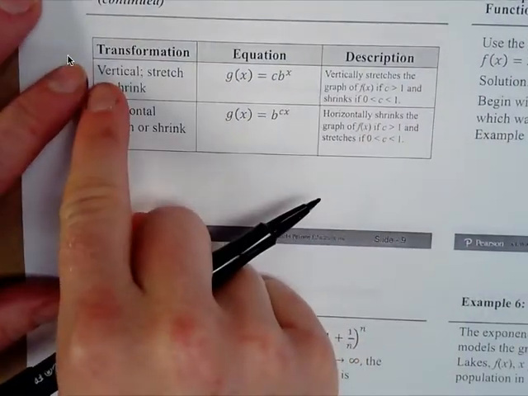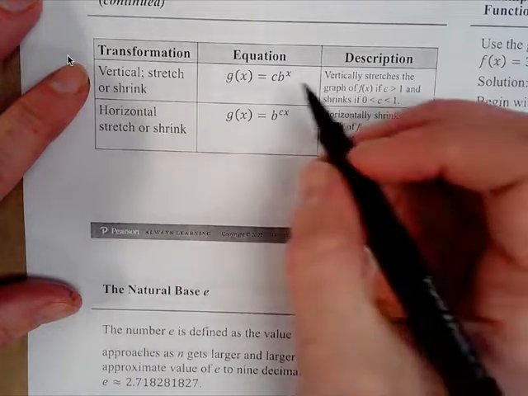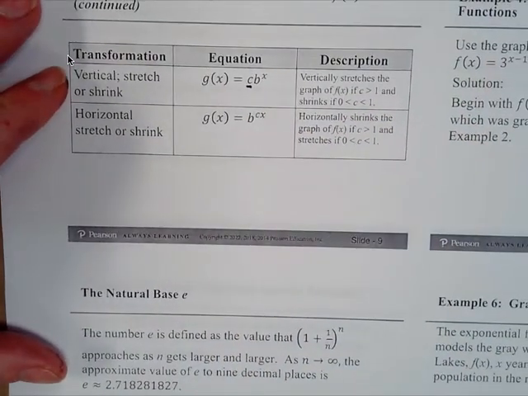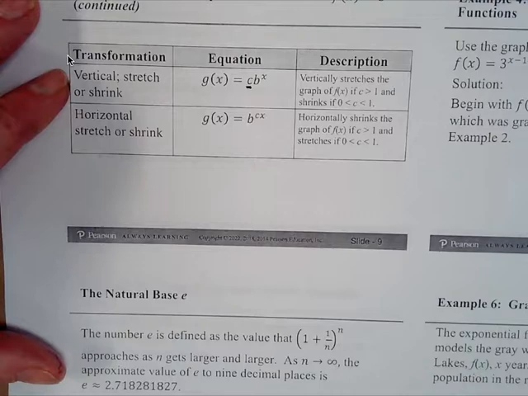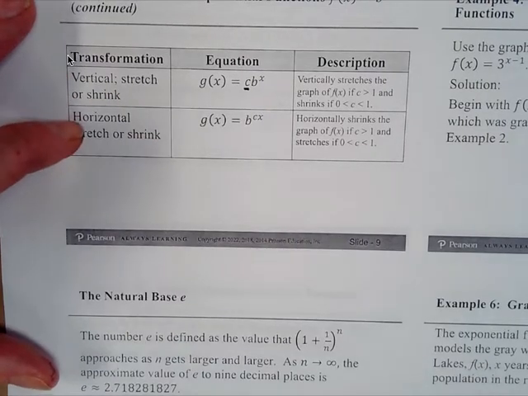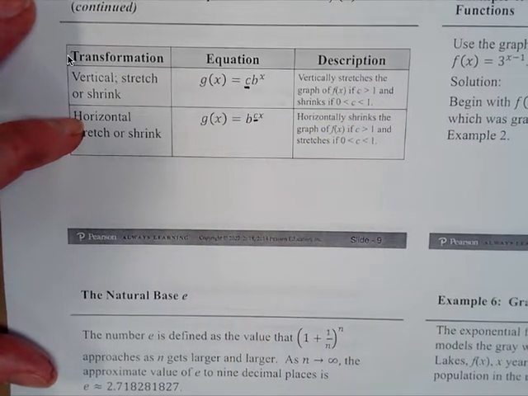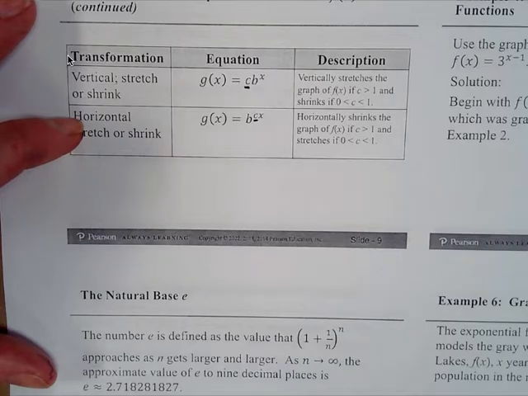A vertical stretch or shrink is found by a number being multiplied by b. That's a vertical stretch or a shrink. You can also call it compression. And then a horizontal stretch or shrink is found by a value being multiplied times x. It's a horizontal stretch or shrink.